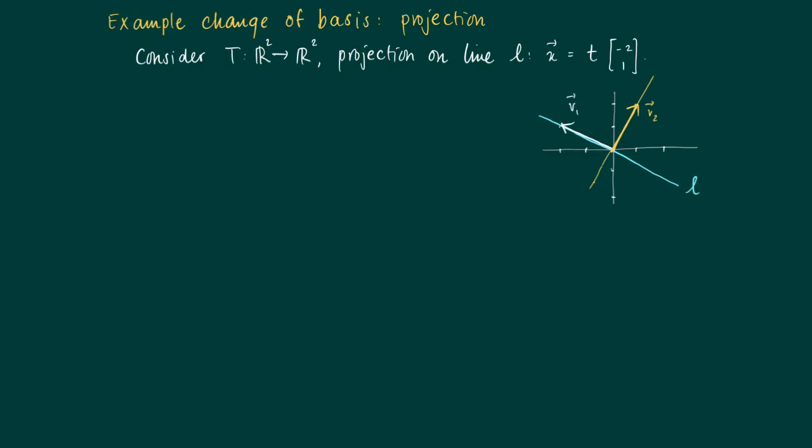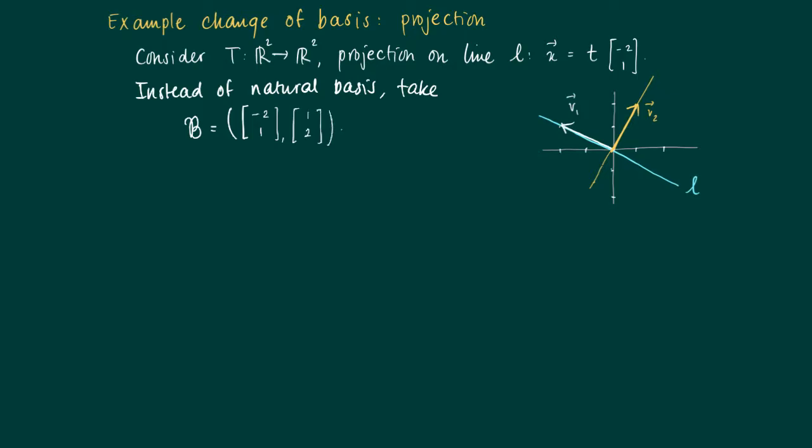So here we have V1, the direction (-2, 1), and V2, the vector (1, 2), which is orthogonal to (-2, 1). So V1 and V2 span R2. Instead of the natural basis, we are now going to focus on the basis formed by these two orthogonal vectors. So I have an ordered basis with first element (-2, 1) and second element (1, 2), so V1 and V2.